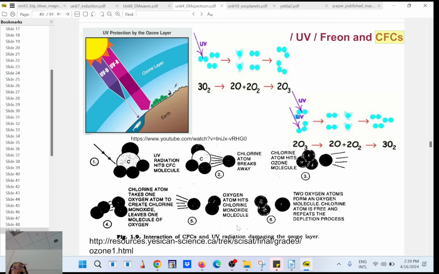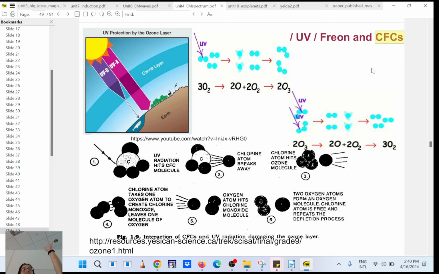CFC, right? Did you learn that in chemistry? No? In 1987, there was an agreement among all the countries in the world to stop using these chemicals here. They were used in all the spray.